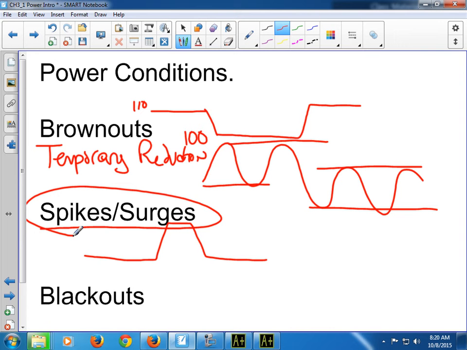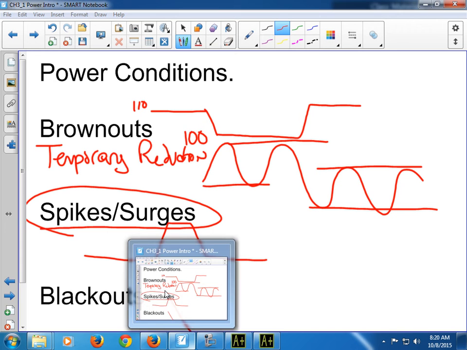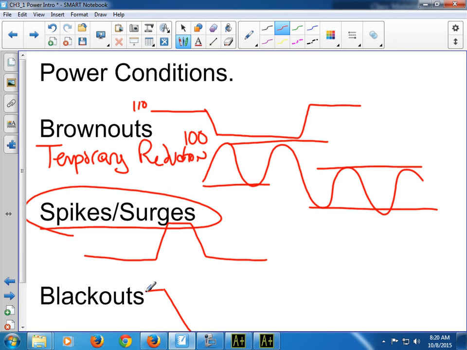Okay, and the last power condition that we could have is the complete loss of electrical power, for some period of time. So when all the lights go out in your house, you got the candles and you lit them until the power came back on.